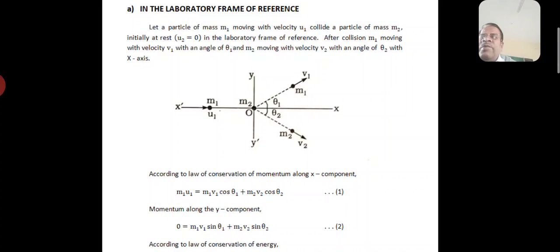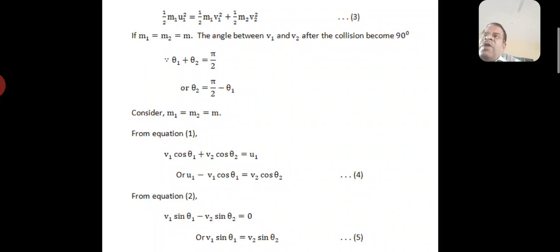According to the law of conservation of energy, half m1 u1 square, which is nothing but kinetic energy before collision, equals total kinetic energy after collision, 1 by 2 m1 v1 square plus 1 by 2 m2 v2 square. We get equation 3. If m1 equals m2 equals m, the angle between v1 and v2 becomes 90 degree after collision, because theta 1 plus theta 2 equals 90. Theta 2 equals 90 minus theta 1. Assume that m1 equals m2 equals m.